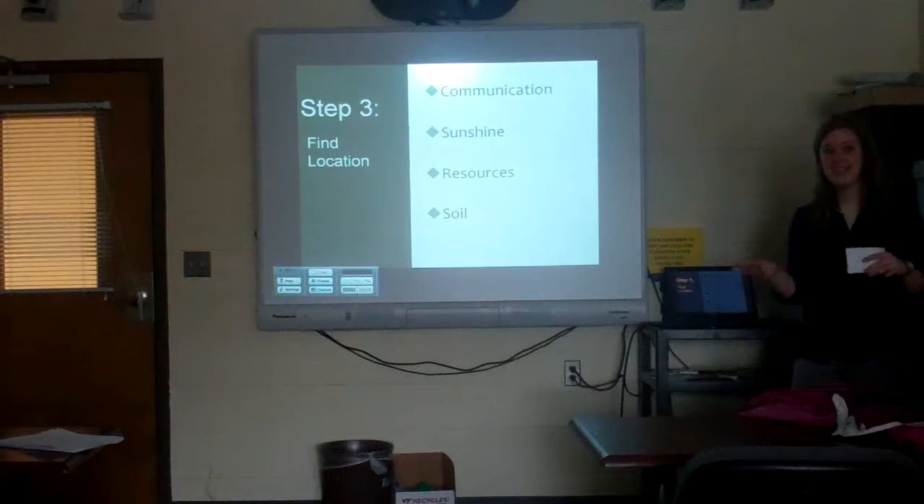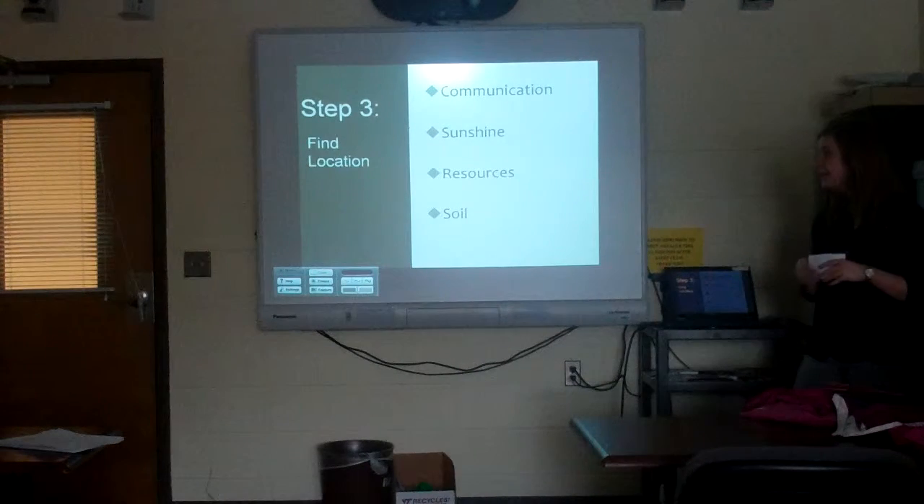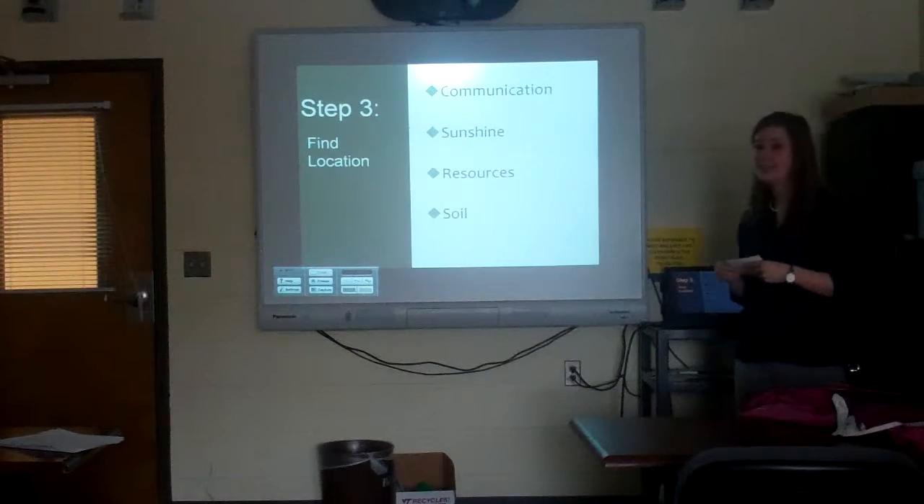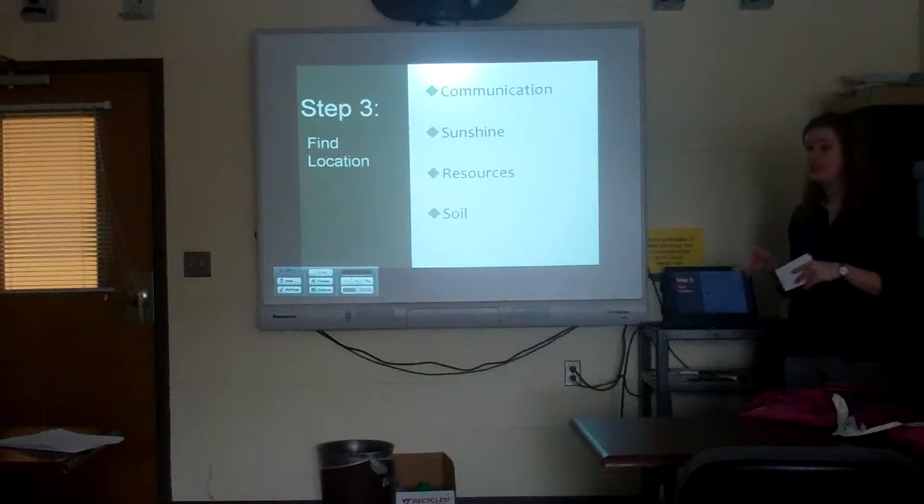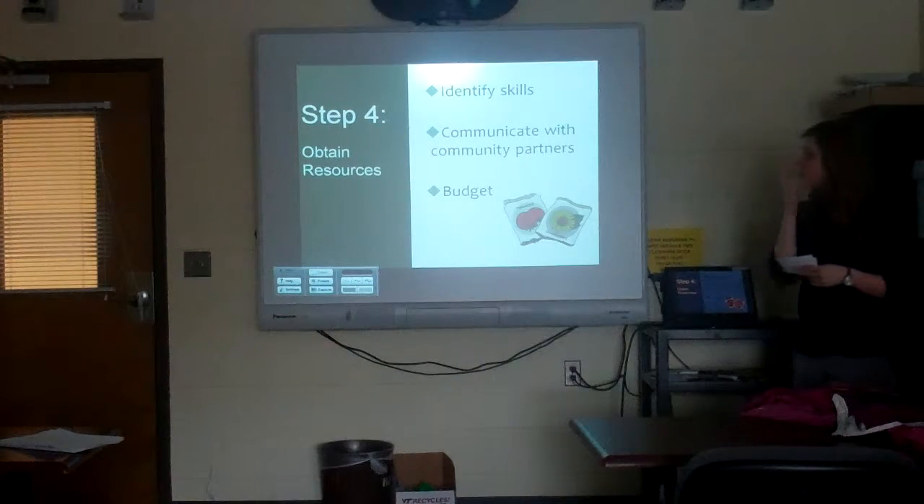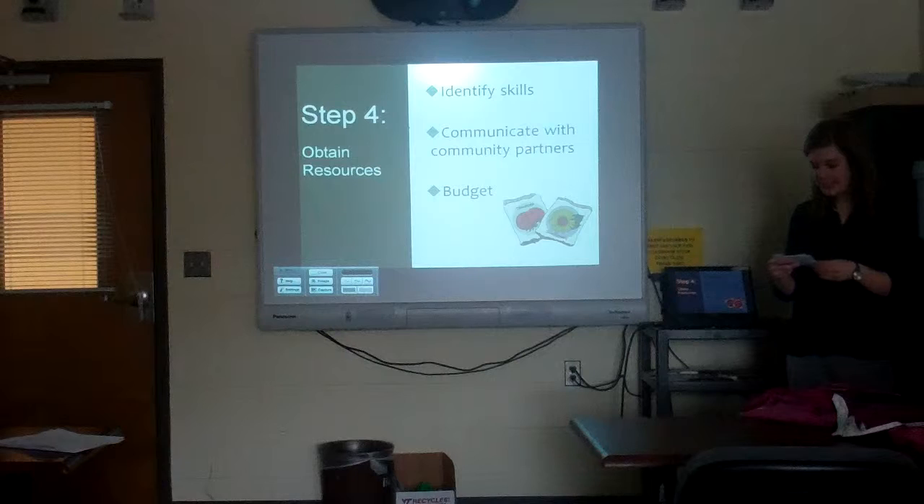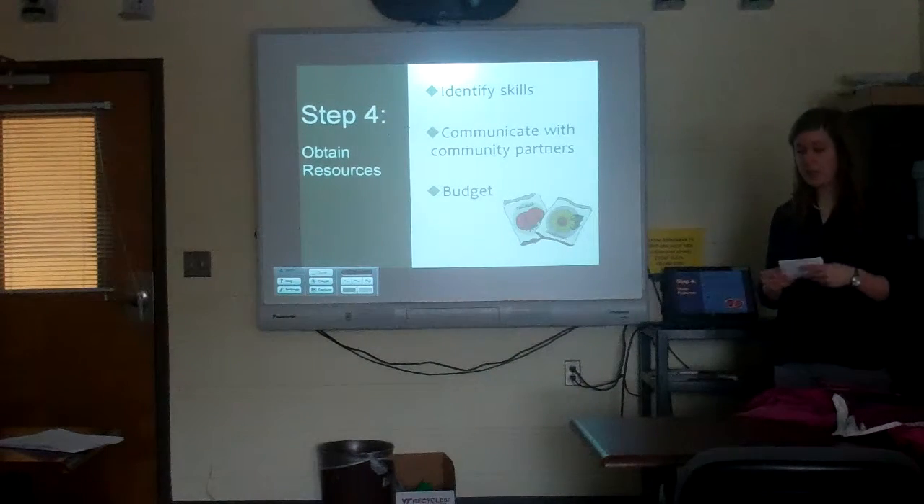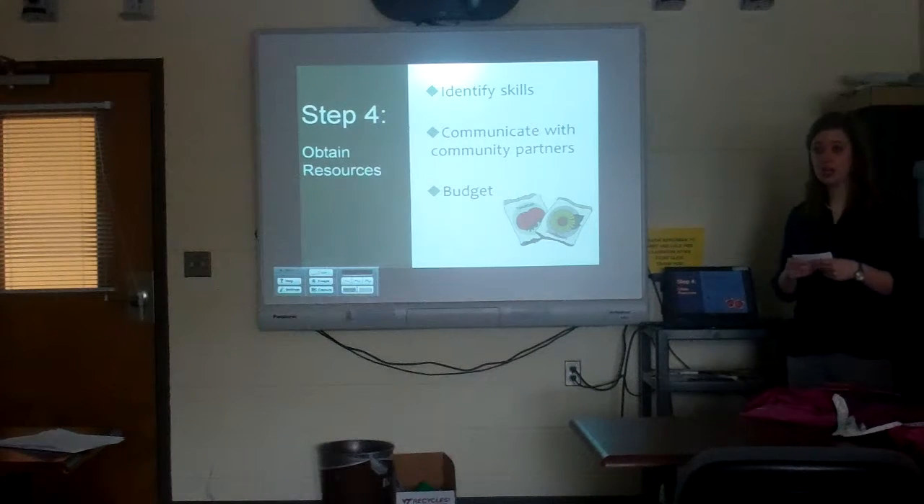If you're trying to test out between different areas, a good way to do this would be to test the soil for nutrients and chemicals. So then that can help be a determining factor in your location. Step 4 is to actually obtain your resources. So you're going to want to look into the community for gardening equipment and also people with gardening knowledge.